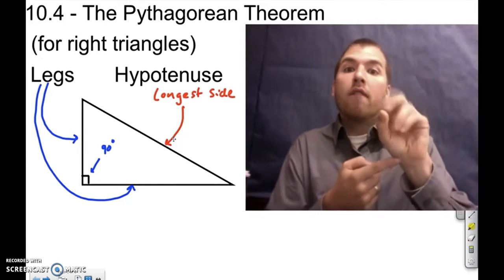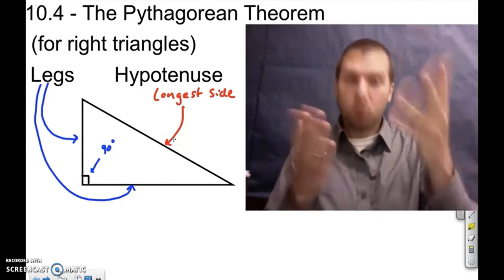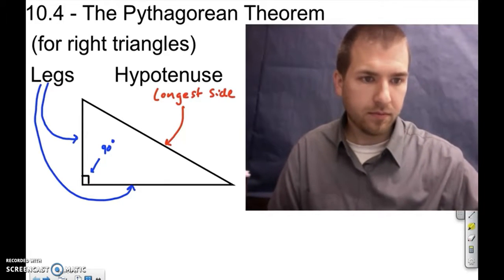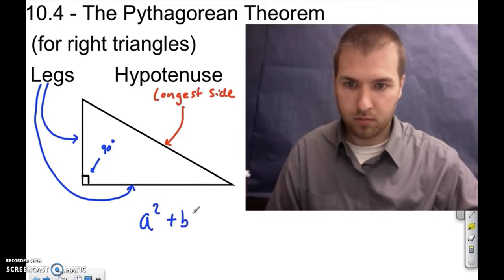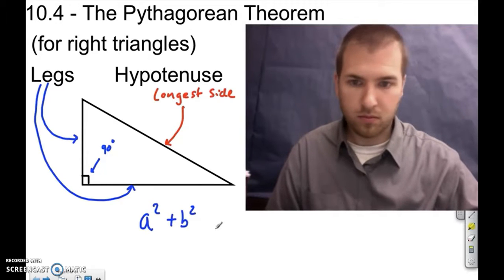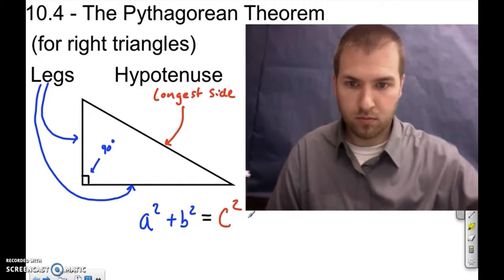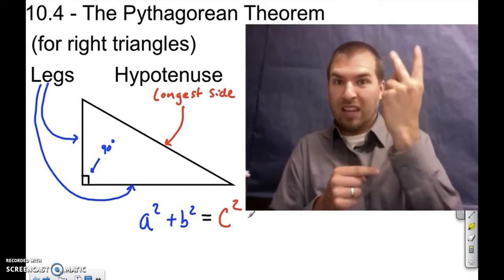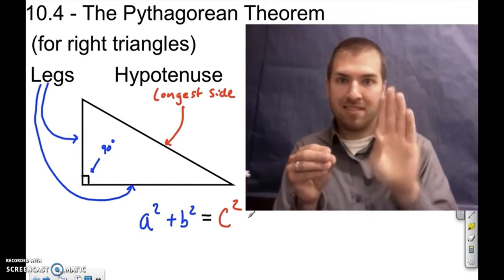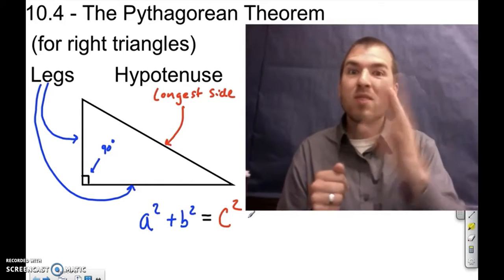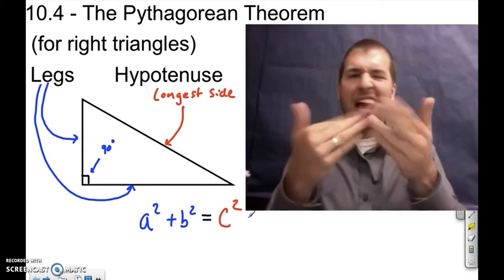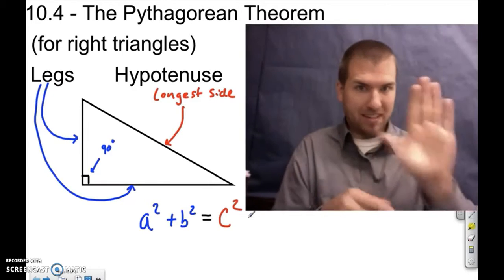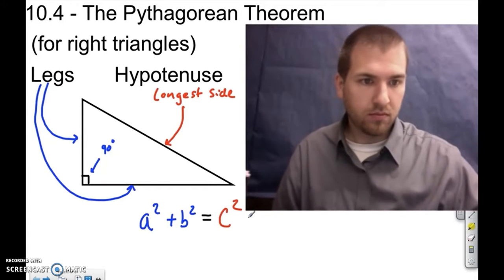These are connected with things in the Pythagorean theorem. I'm going to write it out for you. It's a squared plus b squared equals c squared. Remember, a and b are the legs. It really doesn't matter which one you label a and b. They can mix and match. But a and b are the legs.